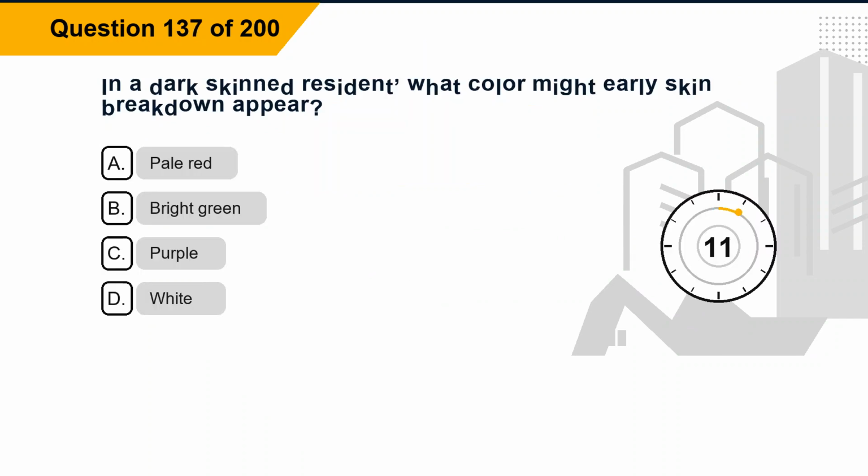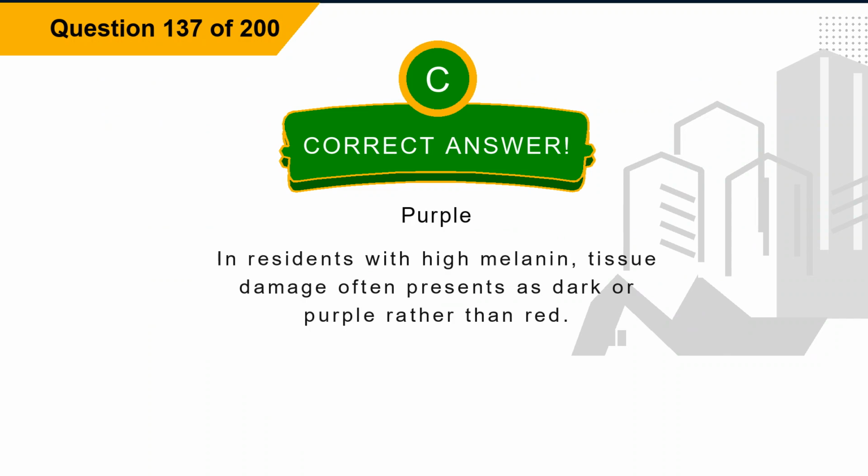Question 137. In a dark-skinned resident, what color might early skin breakdown appear? Option A, pale red. Option B, bright green. Option C, purple. Option D, white. The correct answer is option C, purple. Explanation. In residents with high melanin, tissue damage often presents as dark or purple rather than red.